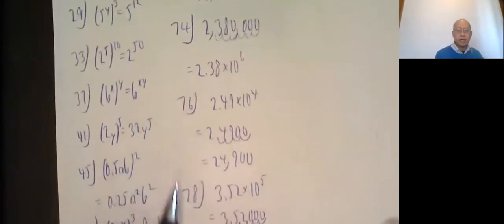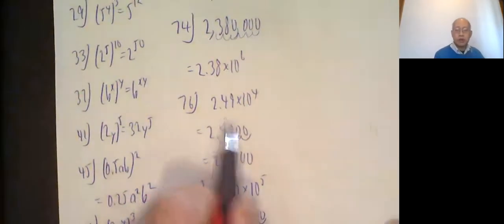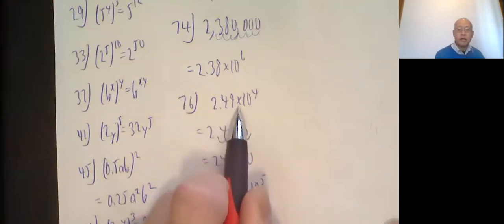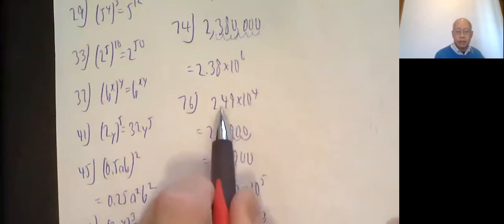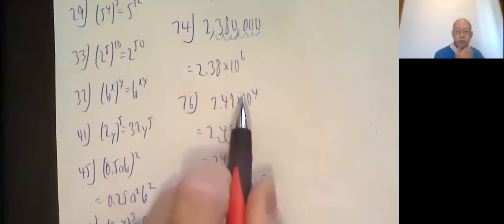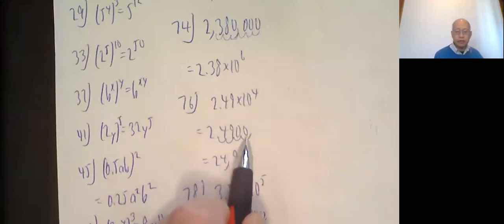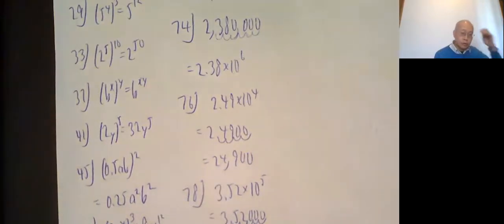Okay, then 76, 78, and 80, we're going the other way. You start off with scientific notation, 2.49 times 10 to the fourth. Write it in conventional notation. Well, I just pick up the decimal and move it 4 spaces to the right. If you don't have 4 spaces, you can pad it with some zeros. So I put some zeros and then go 1, 2, 3, 4. So 24,900.